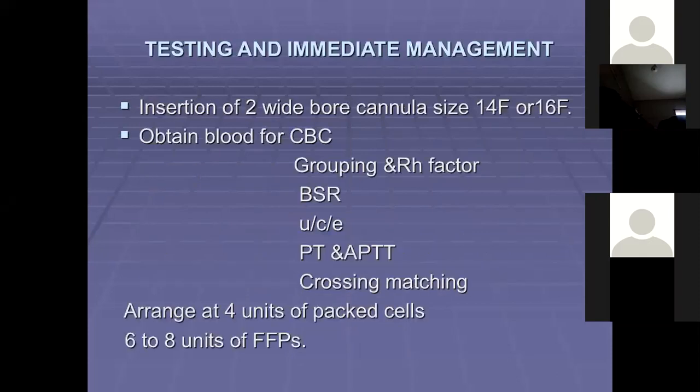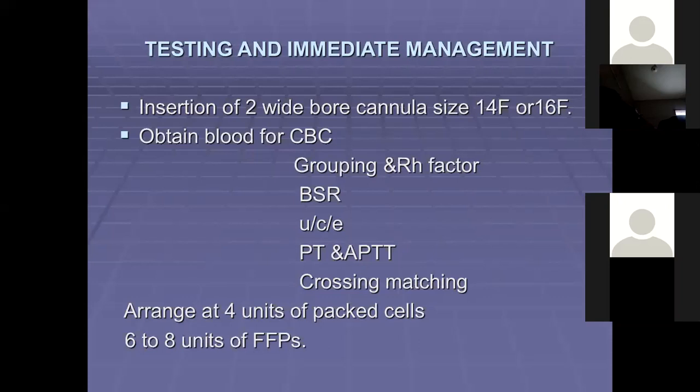Testing and immediate management. What will you do? You will insert 2 wide-bore cannulas, size 14 French or 16. You will obtain blood samples for complete blood count, for grouping, random blood sugar, urea, creatinine, electrolytes, prothrombin time, and you will take the sample for cross-matching.